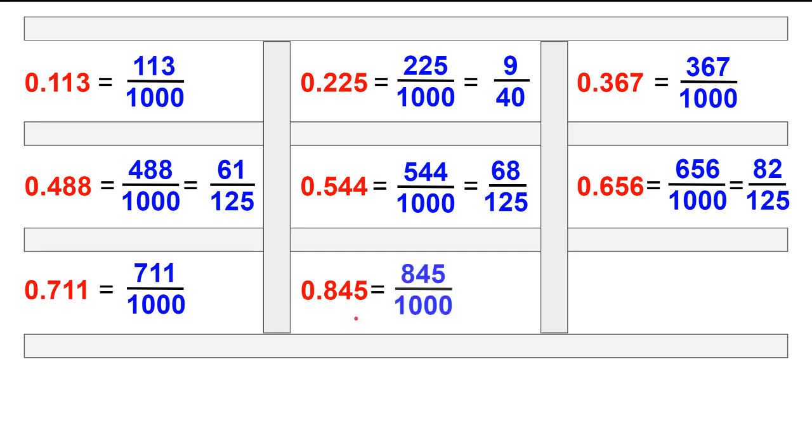0.845 equals 845 over 1,000. Divided by 5, both of them, you get 169 over 200. 0.913 equals 913 over 1,000. Cannot be simplified. This is the simplified fraction.